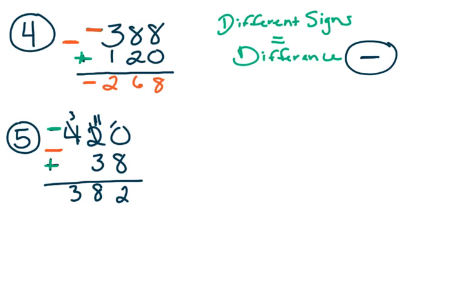Now, which number is bigger, the 420 or the 38? Well, ignoring the plus or the minus, 420 on its own is bigger. So it's a minus, and I'm going to say my answer is minus 382. Okay, different signs, find the difference.